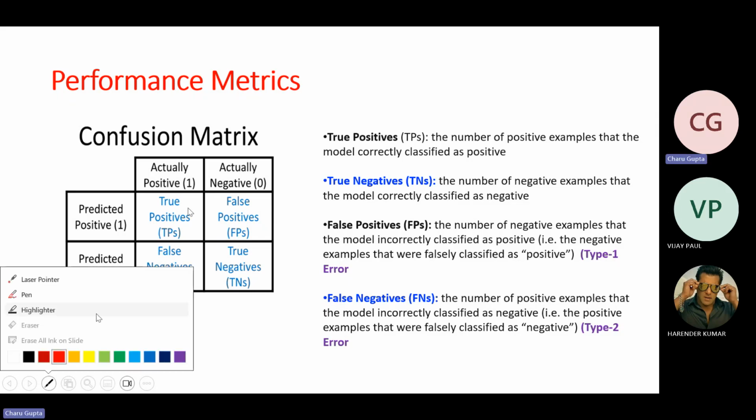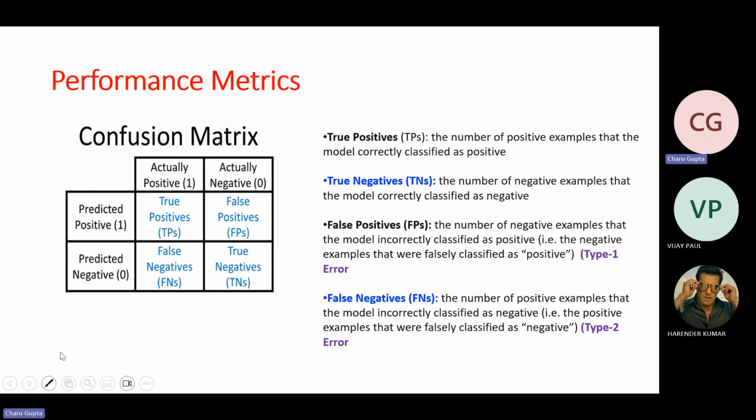The first cell is about true positive. True positive means I have predicted that it will rain and now it is raining. So this is true positive. Second is false positive. I have predicted that it will rain, but it is not raining. So this is false positive. Third is I have not predicted that it will rain, but now it has rained. So this is false negative. And the fourth one is true negative, wherein I predicted that today it will not rain and it is not raining.